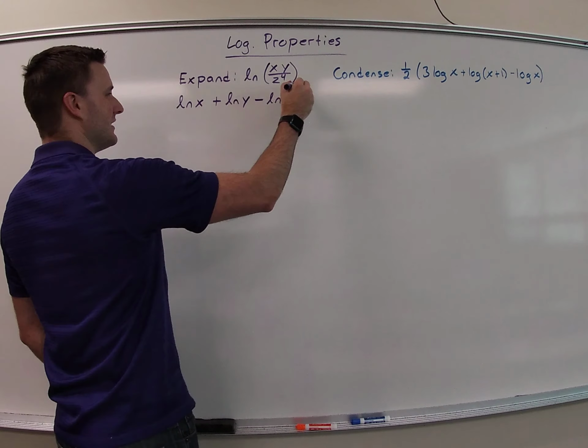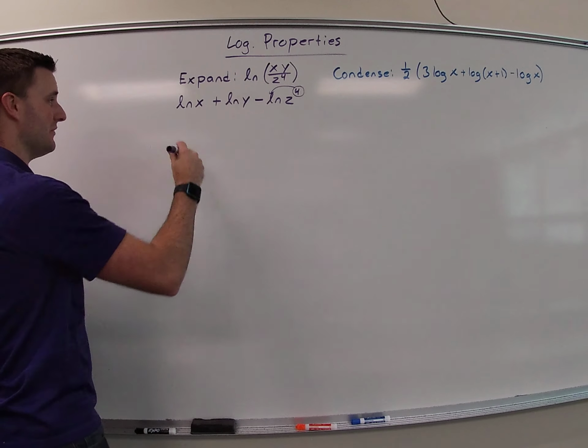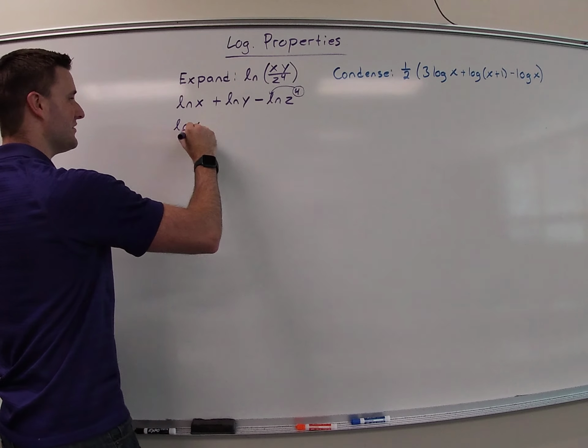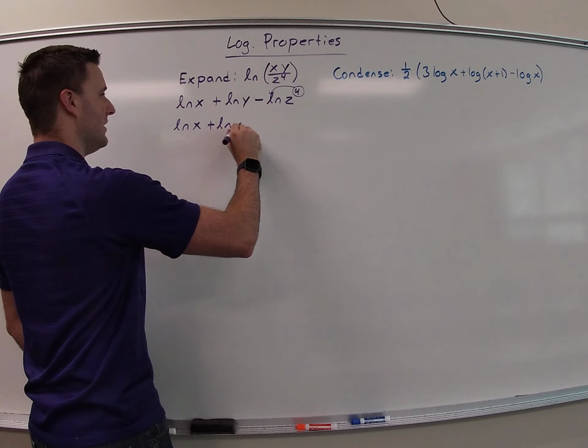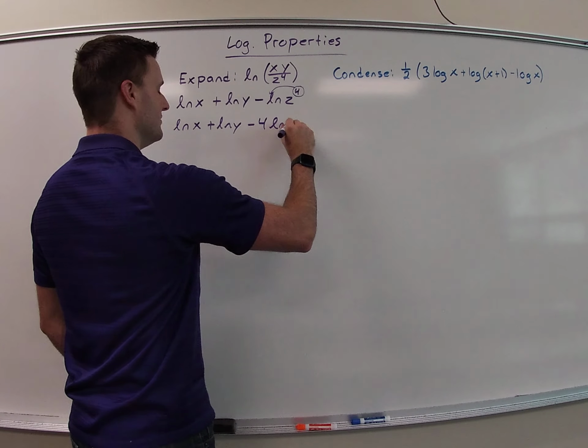But I'm not quite done because of this exponent here. Remember, the power property says I have to bring that exponent out in front. So yes, I do want you to say the natural log of x plus the natural log of y minus this 4 times the natural log of z.